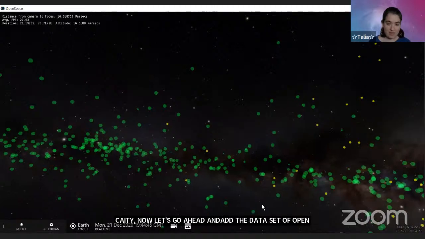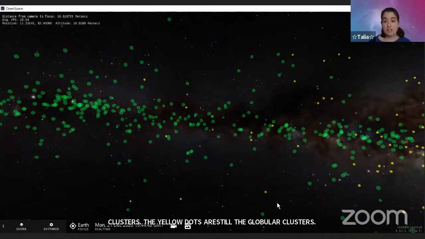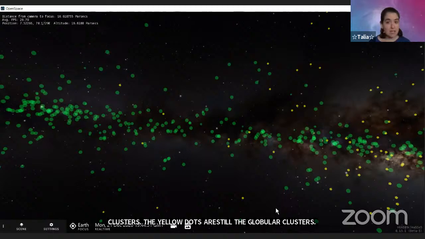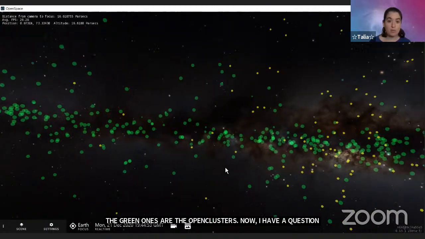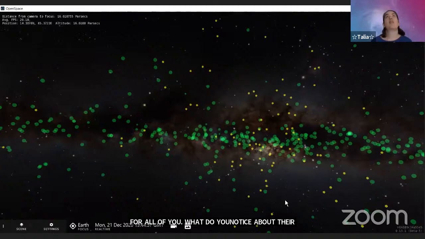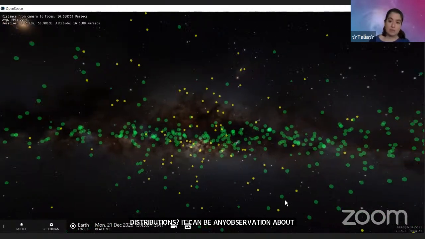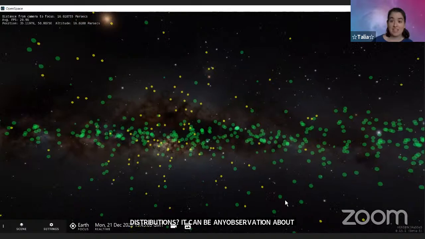And now I have a question for all of you. What do you notice about their distributions? It can be any observation that you're making about the way the green dots are distributed, the way the yellow dots are distributed, the way they compare to each other, anything that you observe about it, go ahead and put it in the Q&A.